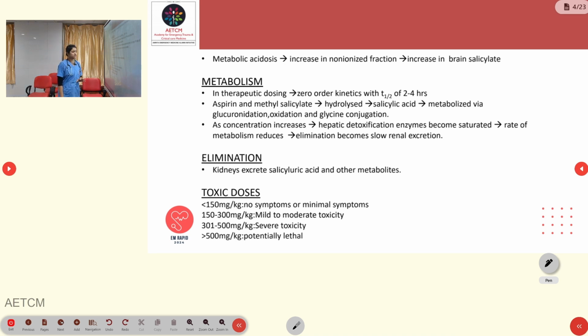The toxic doses: if it is less than 150 milligram per kilogram, there will be no symptoms or minimal symptoms, and from 150 to 300 milligram per kilogram, there will be mild to moderate toxicity. 301 to 500 milligram per kilogram, there will be severe toxicity, and more than 500 milligram per kilogram, it is potentially lethal.